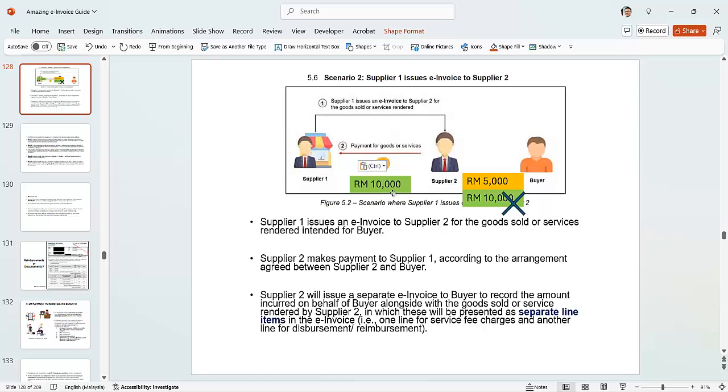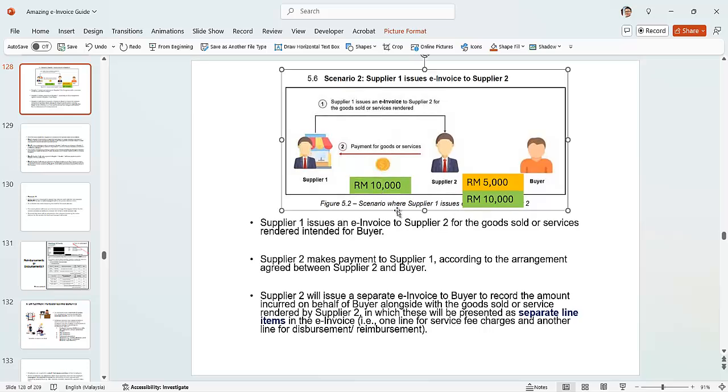So you can see here that in this case 10,000 is there. When you issue this, this is a service fee, right? Separate line. You see, this is the service fee, and then this is the charge for disbursement. Because between this, there's an e-invoice received, but the e-invoice was never sent to the buyer. So for this case, it will be reimbursement, right? Reimbursement. It's not disbursement.